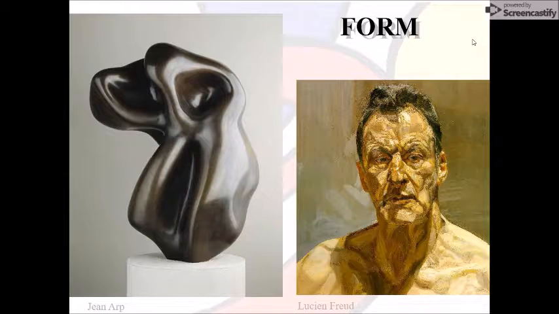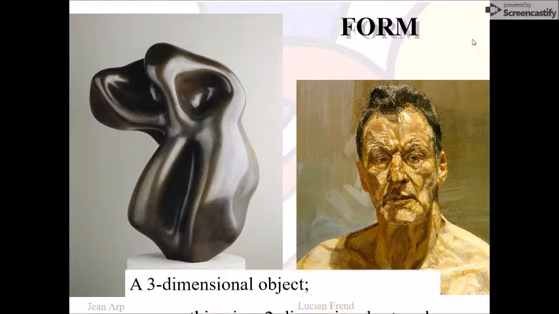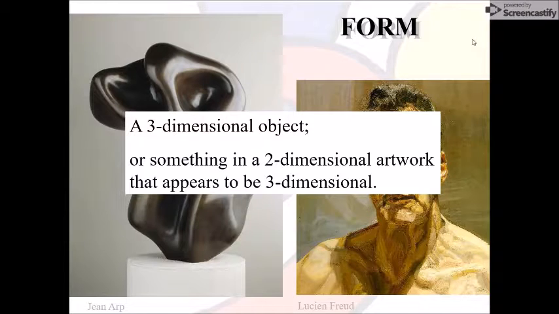You're creating 3D artwork. On the right side is a painting by Lucian Freud, and this shows form because the man looks 3D. It's a painting, so he isn't 3D, but he looks 3D. And the artist tricked you and achieved that by drawing the shapes of the man and then creating different values within them to make it look 3D. So form is two different things: a 3D object or something in a 2D artwork that appears to be 3D.